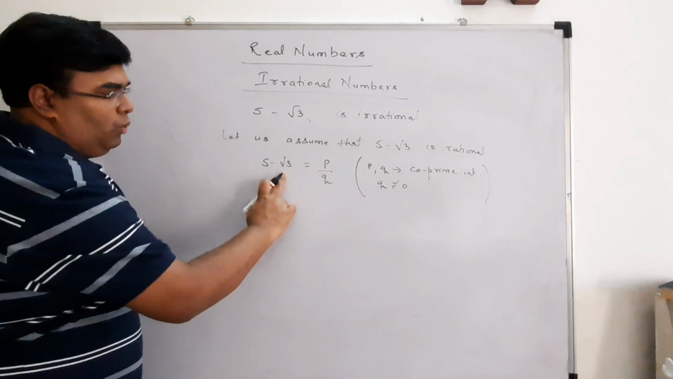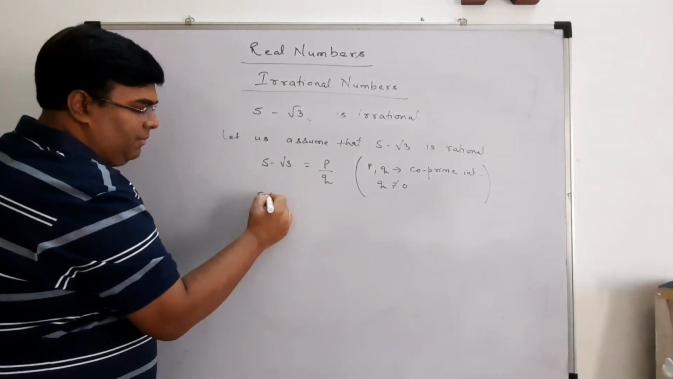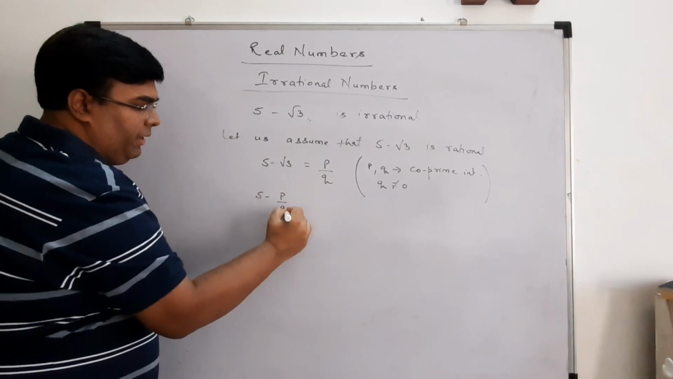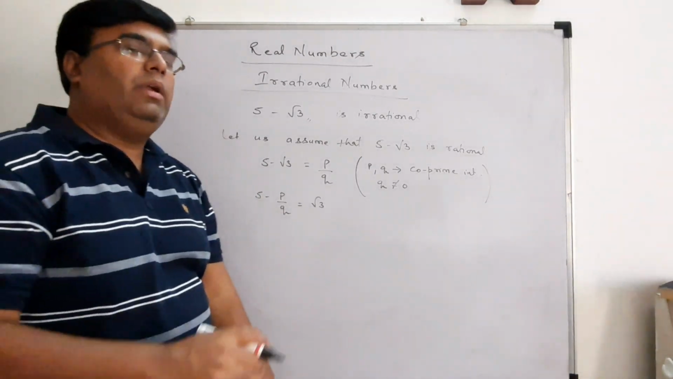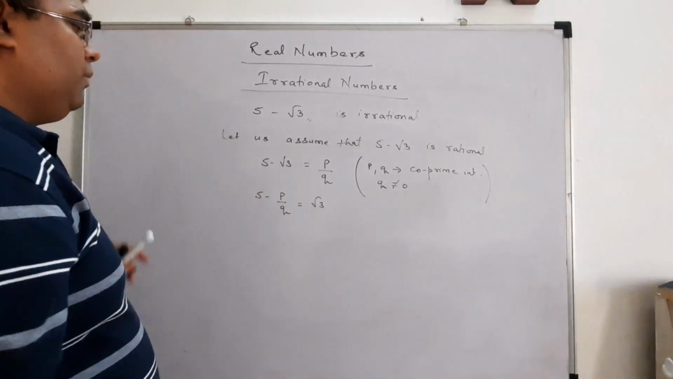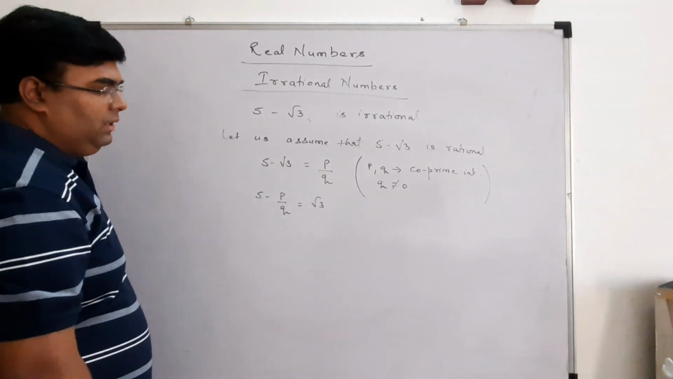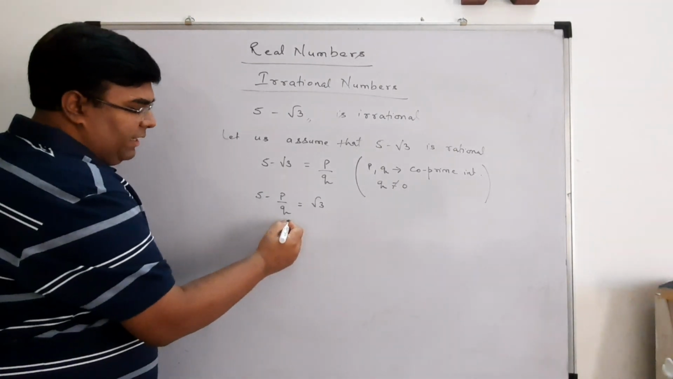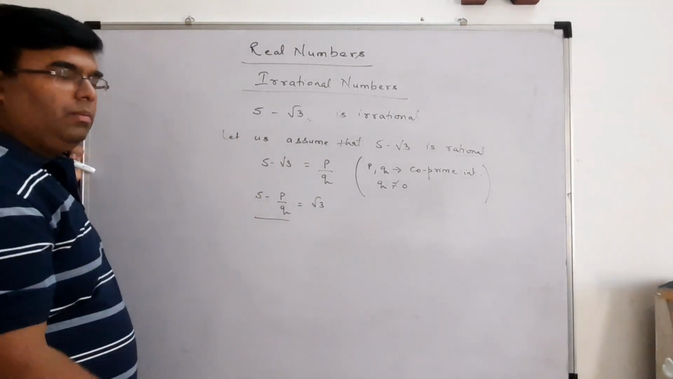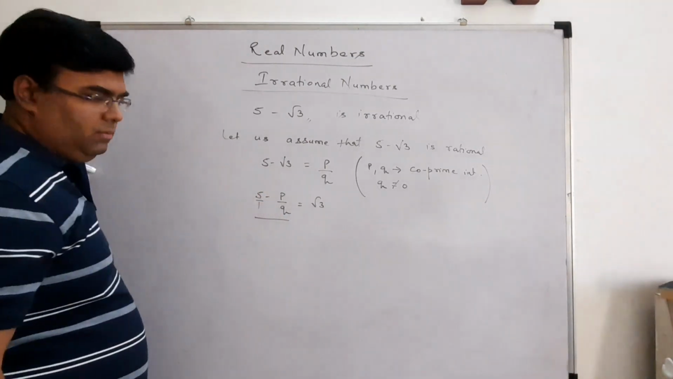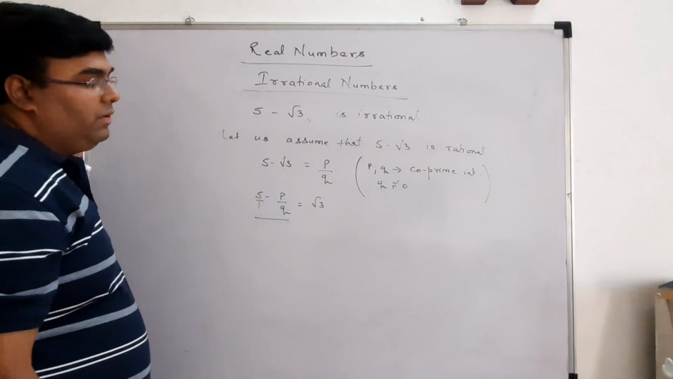Okay, let's take root 3 to the right side, p by q to the left side. So 5 minus p by q will be equal to root 3. I am doing it for subtraction, you can do the same thing for addition also. 5 minus p by q is equal to root 3, right? Now look at the left hand side. This 5 is what? It is a rational number. 5 by 1, correct? P by q we have already assumed it is a rational number, right?